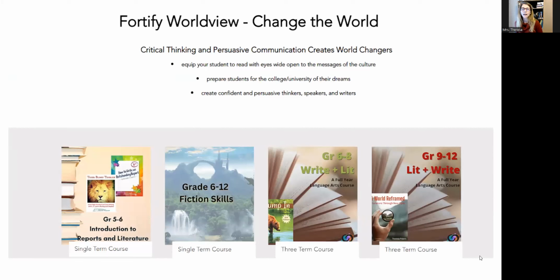These are the courses that I offer, and my courses all run on a 3-term cycle in a year. So each of these courses you can take in any term. The grade 5 to 6 Introduction to Reports and Literature is a single-term course. This is a gentle introduction for students who are new to writing essays, new to reading literature for what is underneath the surface, and new to fiction skills, because we'll be doing a little bit of that as well.